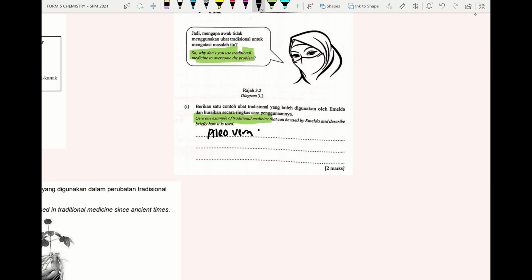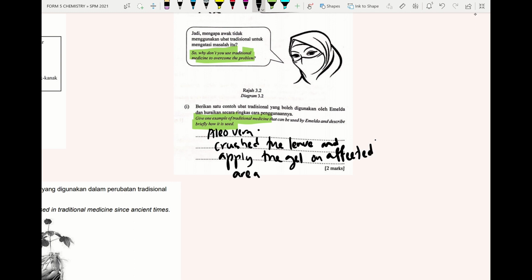All right, so the next requirement of the question: briefly describe how to use this medicine. So we crush the leaf and apply the gel on the affected area of the skin. All right, so this is the answer.